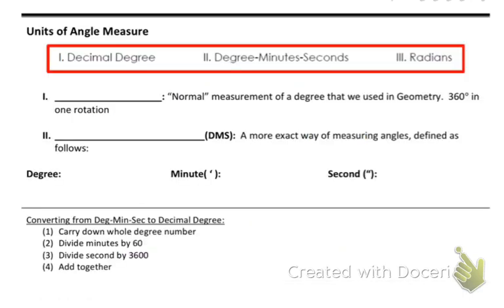Alright, now we're going to get into degree, minutes, seconds. We're going to first start out with something called decimal degree. That's what we've used in geometry. That's what we just used right now. It's kind of like the normal measurement system. So decimal degree is our first one. It uses decimals. Like I can have 90.5 degrees. The other one is degree, minutes, seconds, which is shortened to DMS.